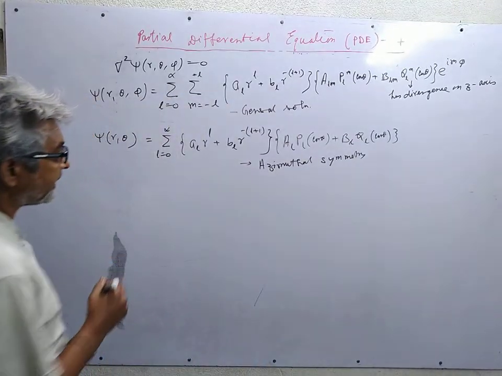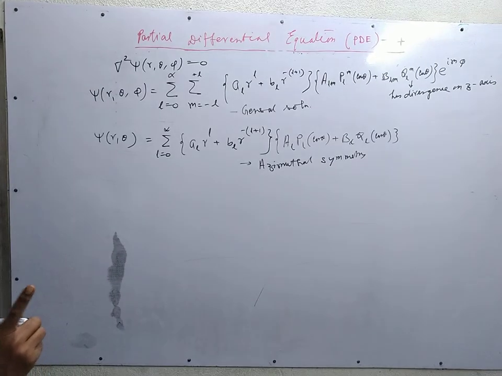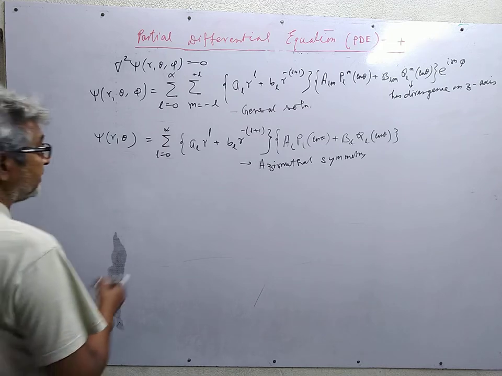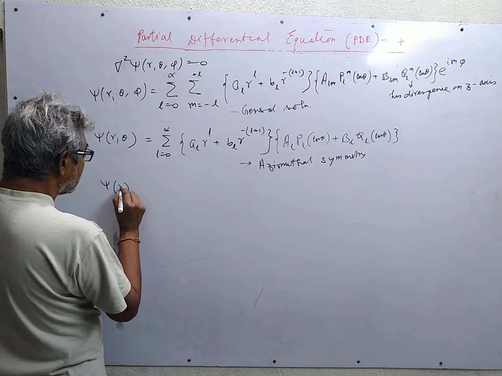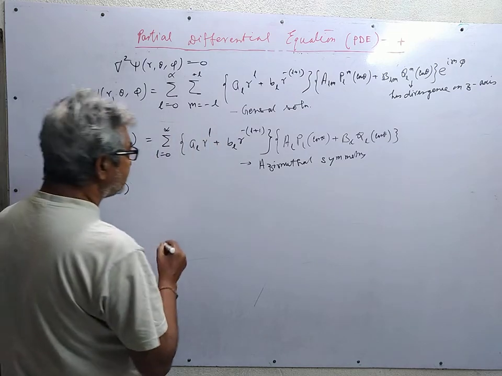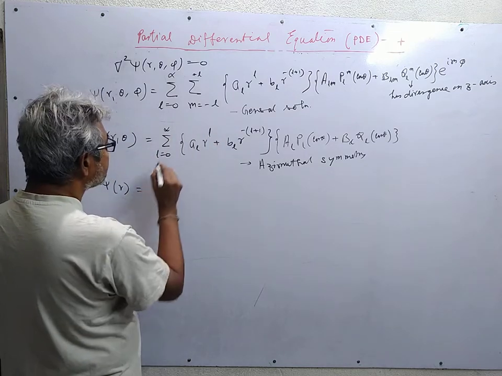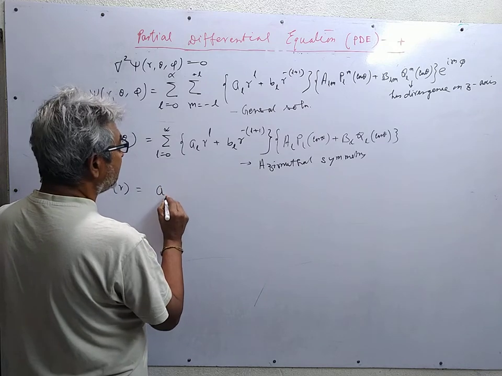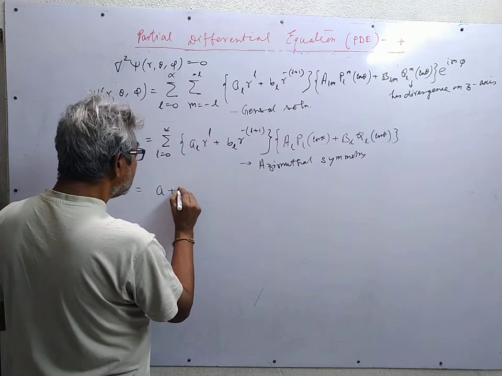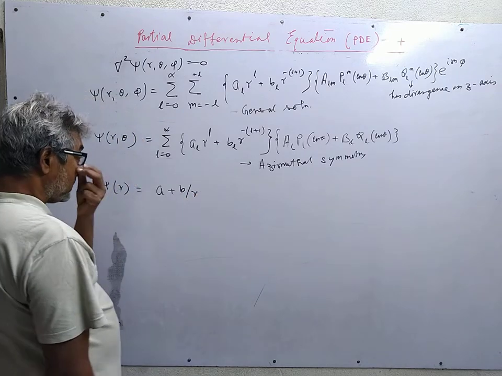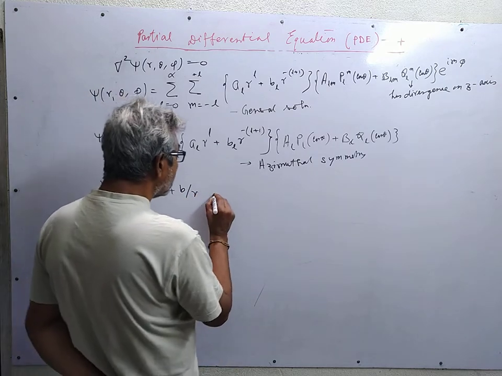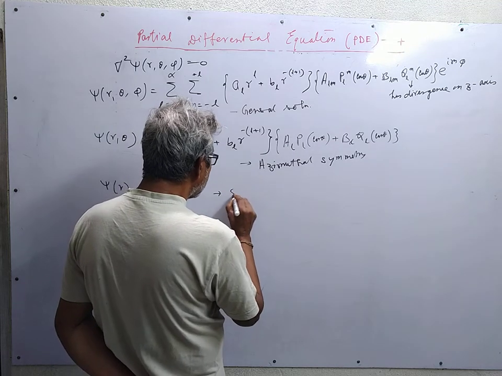And there is another interesting case, the system having spherical symmetry, in which case the solution depends only on r. It doesn't have any theta dependence as well. In that case, the solution is obtained with L equal to 0, and the solution is A plus B by r. This is the solution for a system having spherical symmetry.